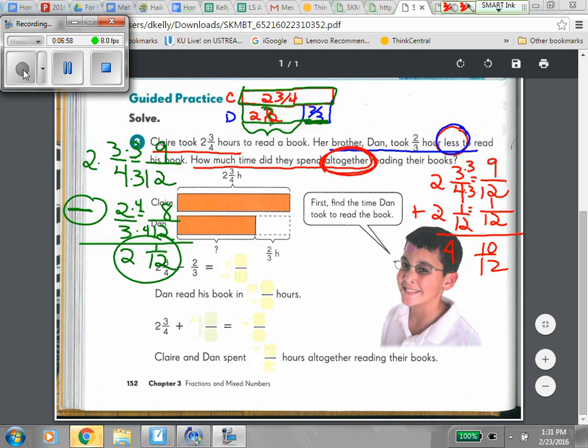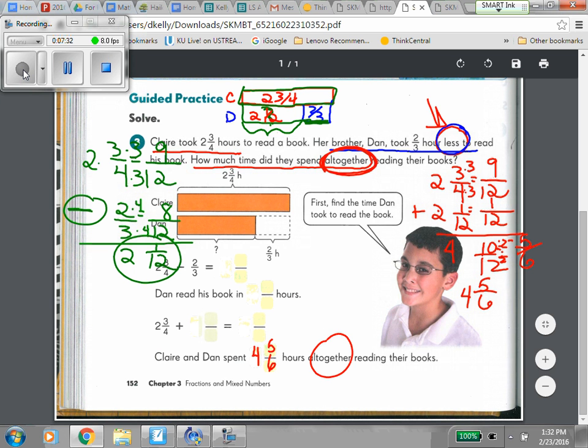4 whole hours, and 10/12 can be simplified. I can divide that by 2. And 10 divided by 2 is 5, and 12 divided by 2 is 6. My whole answer is 4 5/6 hours. Claire and Dan spent 4 5/6 hours all together reading their books. So this is a little bit more complicated. It's a two-step process. And again, if you see the word less or the word more in your word problem, it's really a good idea to create a bar model to help you picture what it is you need to solve.